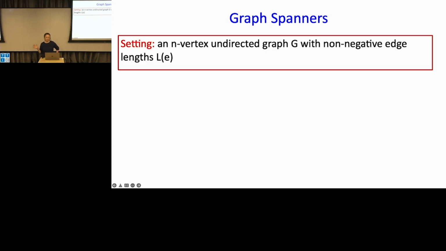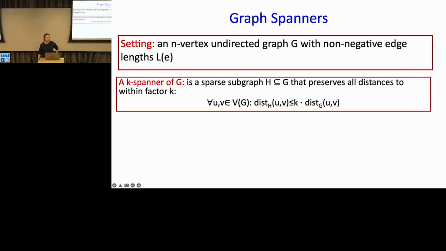So now to a formal definition of a graph spanner. Generally, we assume that we're given some n-vertex undirected graph G with no negative edge lengths. Throughout much of this talk, I'm going to assume that the edge lengths are unit just to make the presentation simpler. It doesn't make much difference, but they can be any edge lengths. And now, what's a k-spanner of G? Generally, it's a sparse subgraph of G that preserves all distances between pairs of vertices of G to the factor k. So for every pair of vertices in the graph G, the distance between them in H should be at most k times their distance in G.